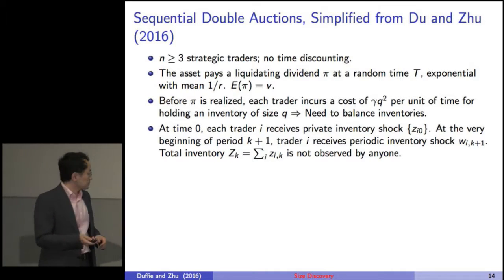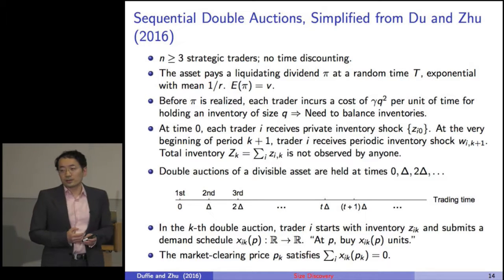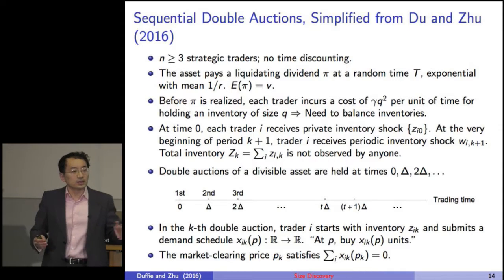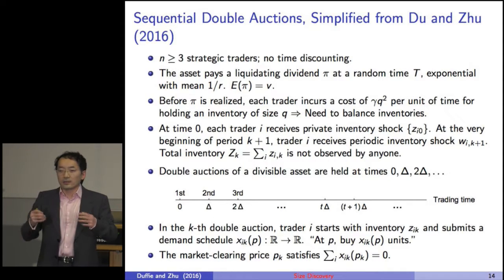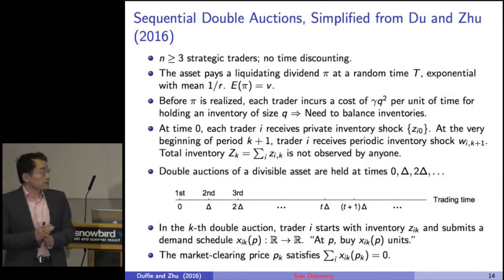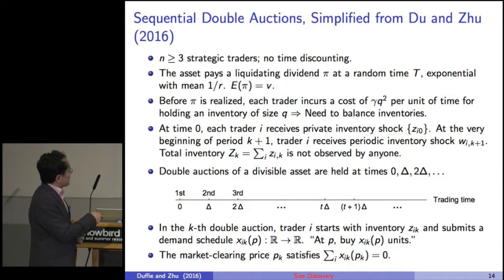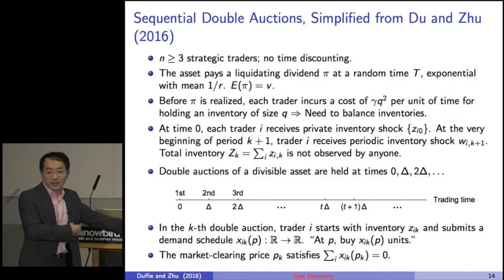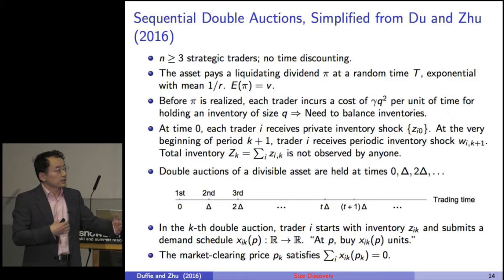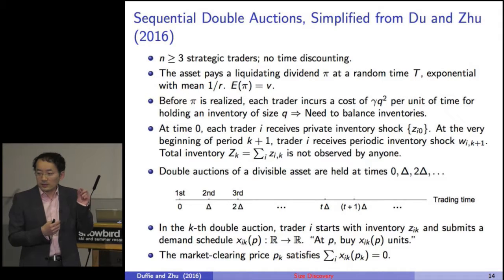Now, those periodic inventory shocks are actually not needed for the model, but it is very useful to eliminate some multiple equilibrium. Now, the trading protocol is a very simple batch auction model, a sequential batch auction model. Almost like a sequential Grossman-Stiglitz type. The model is that we all get together and submit the demand schedules, and the market is going to clear. In particular, each pair of double auctions is spaced out by time delta. You can think about delta as how speedy, how fast the market is. High frequency market is when delta is close to 0.